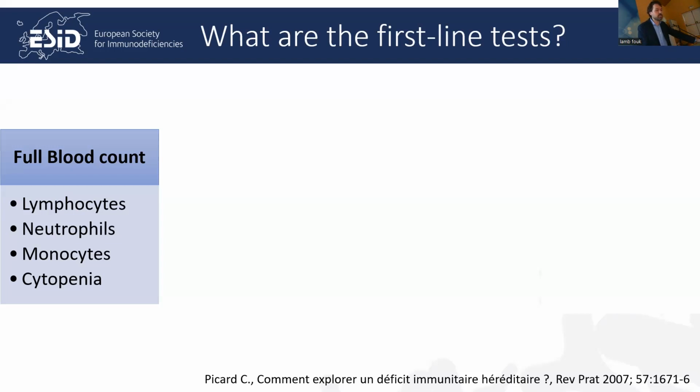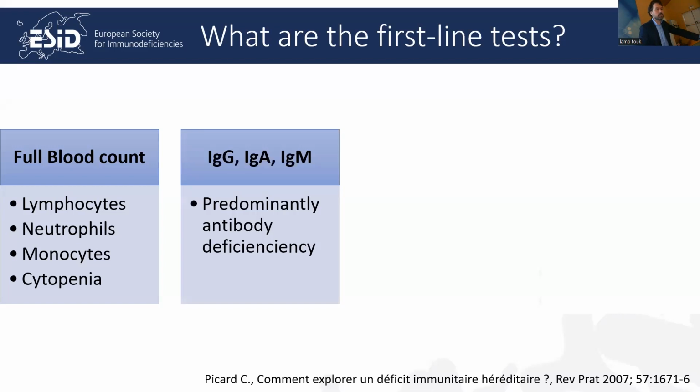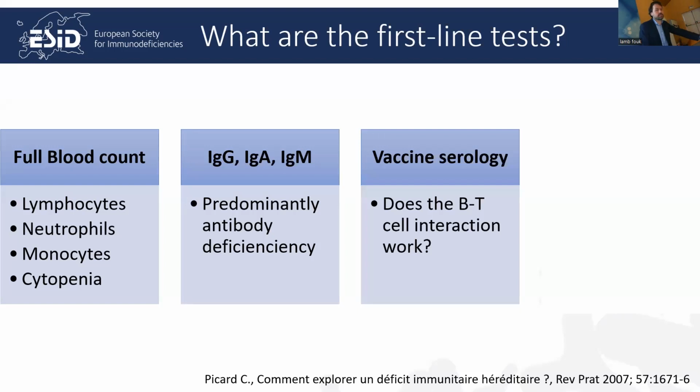such as GATA2 deficiency. And well, you make a super diagnosis. You just open the book, see this complete blood count, well, GATA2. And you can also get a flavor of immune dysregulation, as there might be cytopenia. Then I look at IgG, IgA, and IgM, just to see if there is a predominantly antibody deficiency. And I look at vaccine serology just to look at how the interaction between the B and T cell works. And these are tests that you can get in almost any hospital in any country, also local hospital.